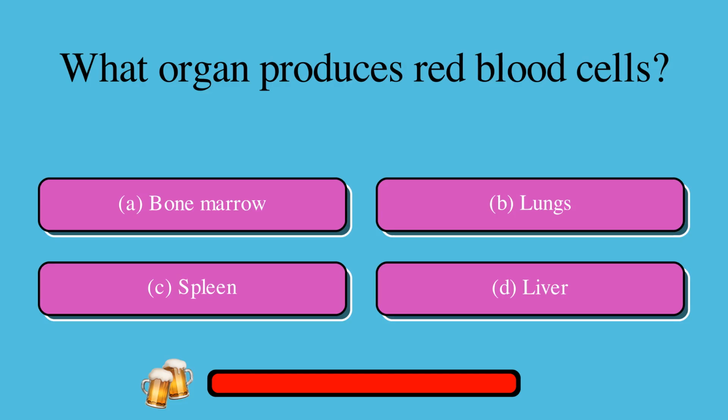What organ produces red blood cells? A. Bone marrow, B. Lungs, C. Spleen, or D. Liver? The correct answer is A. Bone marrow.